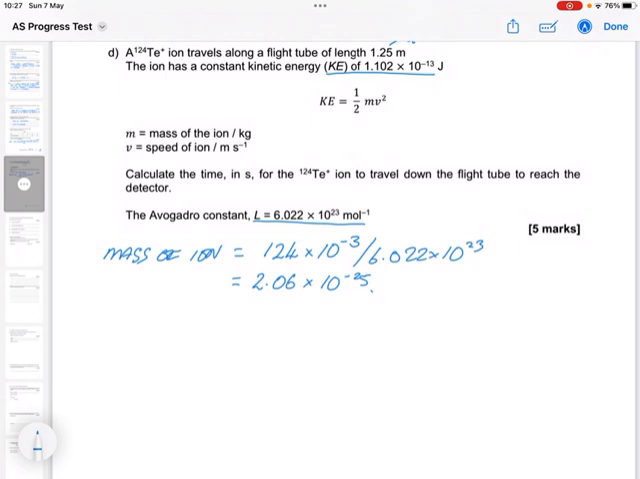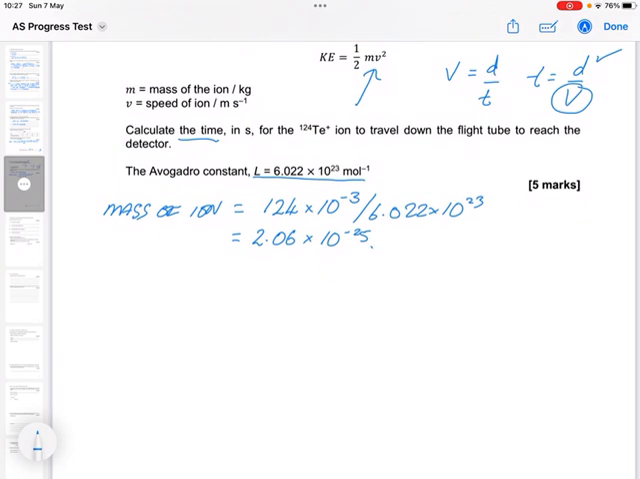Okay, now I'm asked to calculate the time, so v is distance divided by time. Let's just rearrange that. So time is distance divided by velocity. Now I'm given distance, but I haven't got velocity, but I can work that out from here. So let's rearrange that. So I prefer kinetic energy is mv squared over 2, just makes it a little bit easier. So 2KE equals mv squared, so v squared equals 2KE over m, and then obviously need to square root that, so let's pop that in.